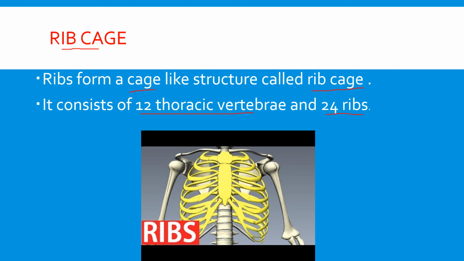As you can see in the diagram, these are thoracic vertebrae, starting from that point and ending at this point, and they are attaching these ribs. 12 right side ribs are attaching to 12 thoracic vertebrae, and 12 left side ribs are also attaching to your thoracic vertebrae.